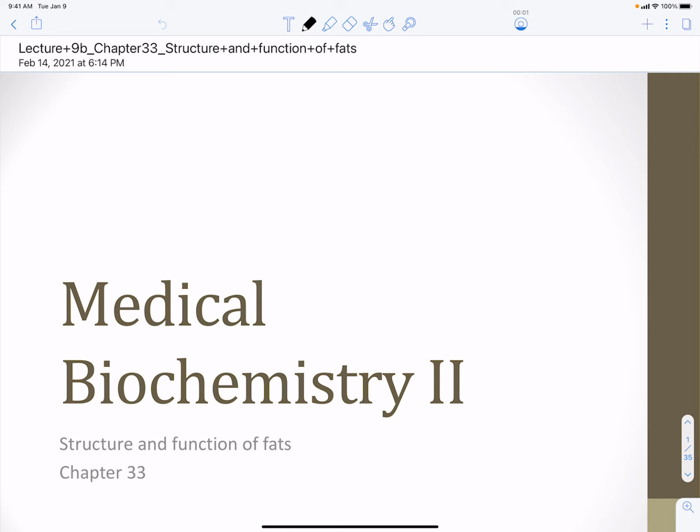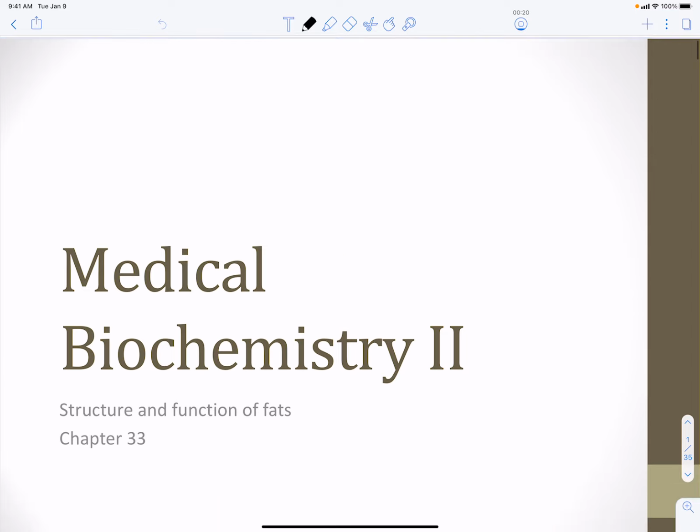Okay, so we're continuing on the synthesis of fats, and this is part 2, where we'll be talking not only about how we build these different types of fats that are important in our bodies, but also what their structure as well as their function is.